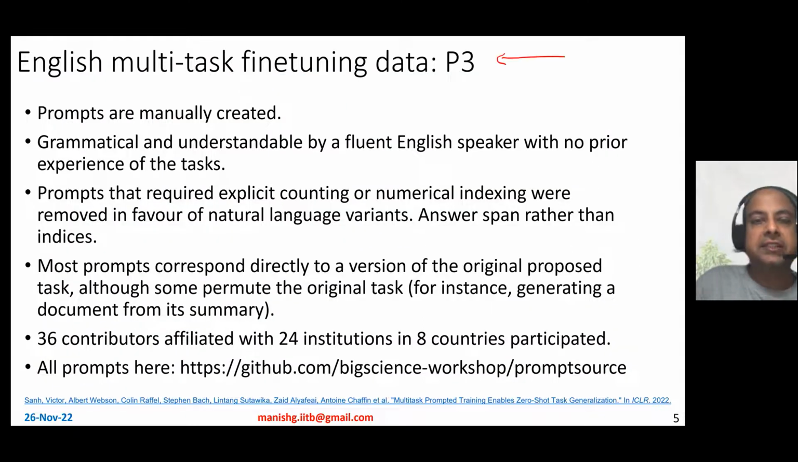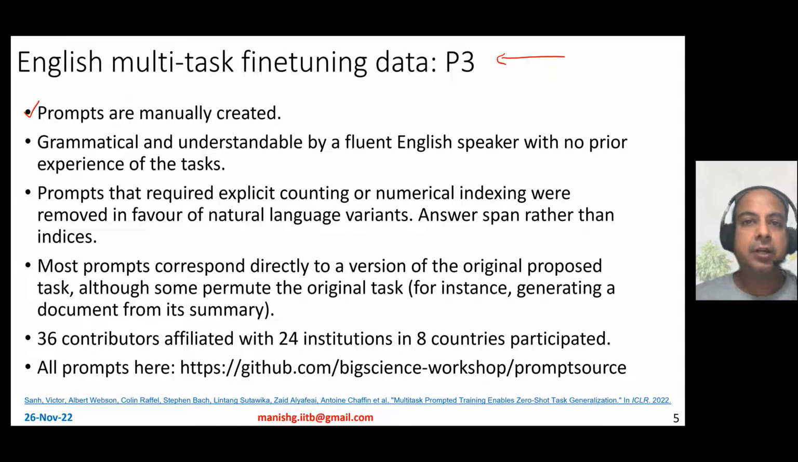Now with the P3 data set that we discussed on the previous slide, you do English multitask fine tuning, right? So you take the T5 plus LM model, you take these prompts which have been manually generated for each of those data sets and each of those tasks, and then you fine tune the model. That's called multitask fine tuning, right?